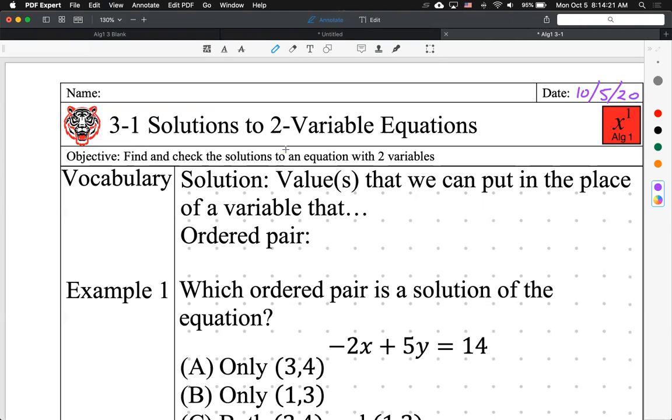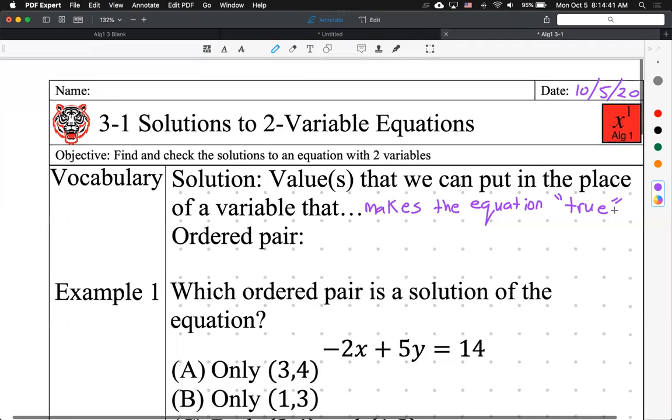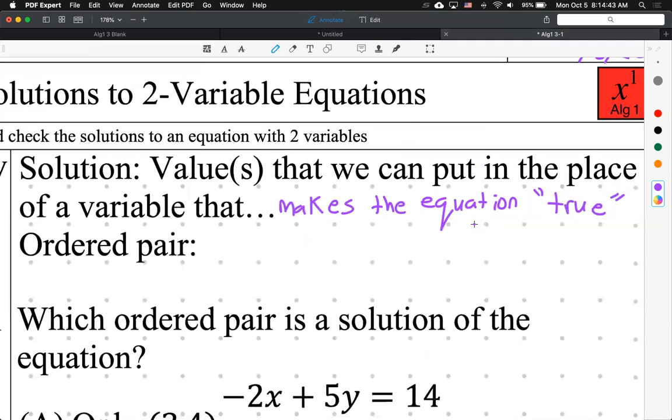So I'll repeat that. It's a variable that makes the equation true. And when I say makes the equation true, I really mean something like 3x is equal to 3x, or I don't know, 4 is equal to 4. The same thing on the left is equal to the same thing on the right. That means it's a solution. That's how we checked our work in our last unit, right?